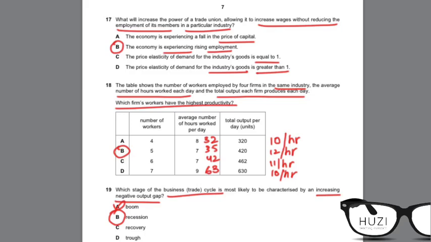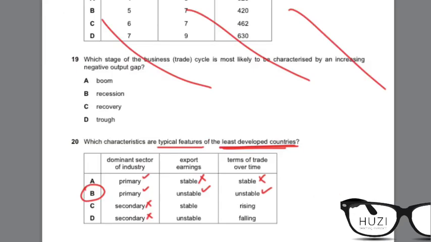Okay, so let's check the answers. Question number 17 was B. Question number 18, simple math, B. This one was also B. And this one, question number 20, was also B. Okay, so just 10 more MCQs left.